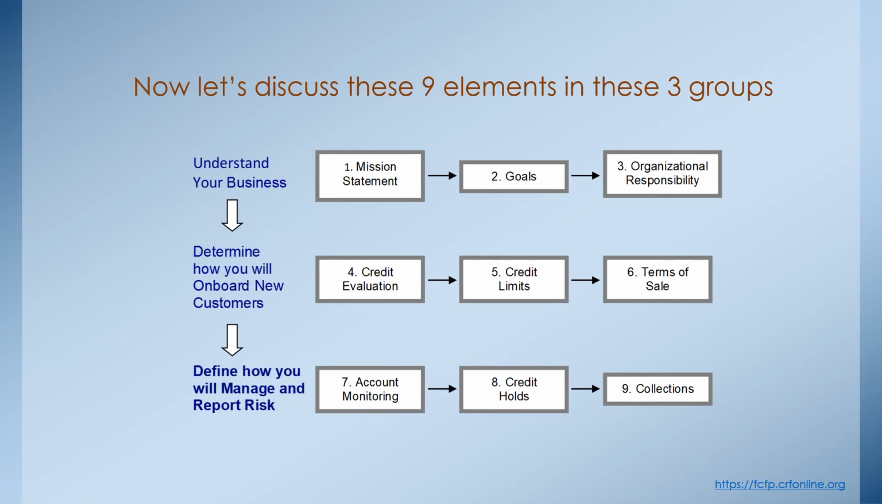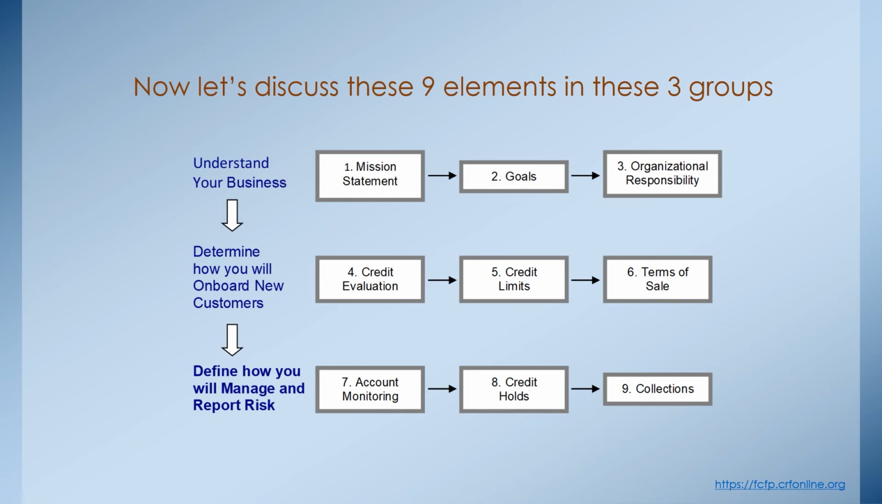And after you've determined how you're going to onboard new customers, you then have to define how you're going to manage existing customers and report risk. So in section or element 7, you should determine in your credit policy, how are you going to monitor existing accounts? Are you going to use just your internal data in terms of past due invoices, agings? You're going to use some external data to do that, perhaps a service from a third-party credit reporting company to flag customers that are going from high risk to low risk, and of course, low risk to higher risk.